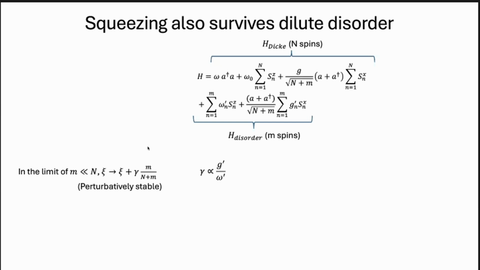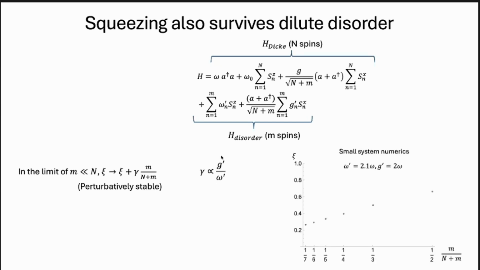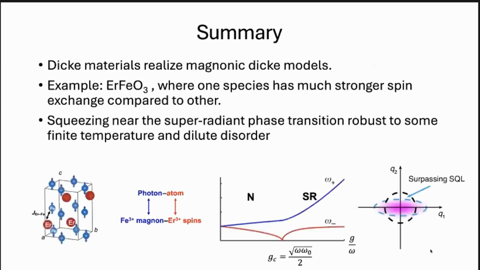Of course, this calculation was in the perturbative limit where these disorder parameters, G prime over omega prime, are small. Just to check, I also did some small system numerics to go away from this perturbative limit. But of course, these systems are small. This is not a thermodynamic limit kind of calculation. But it's nice to see that the generic trend holds, that the squeezing ratio directly depends on the fraction of disordered spins. And it's happening even in this non-perturbative limit. So it does survive some amount of disorder.